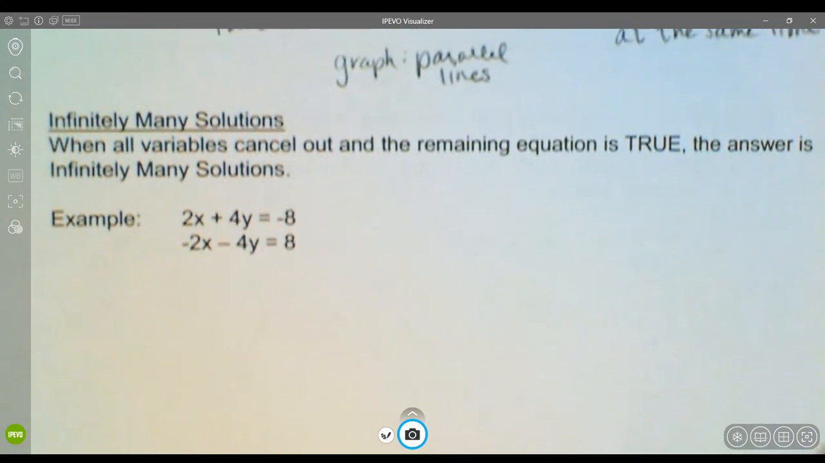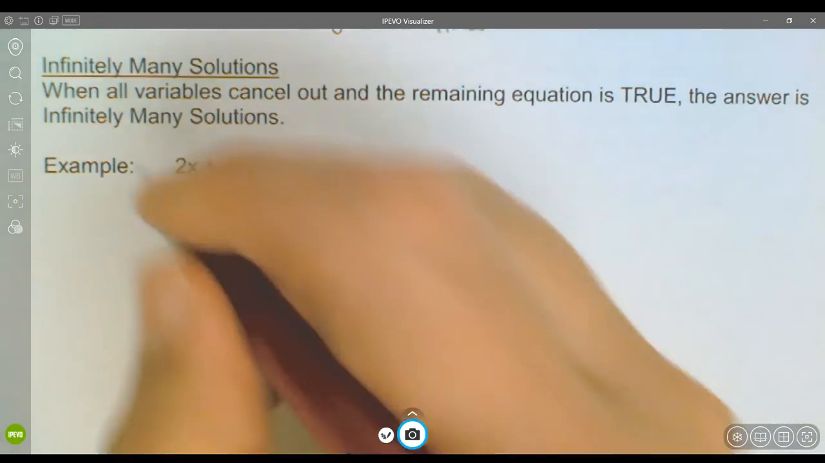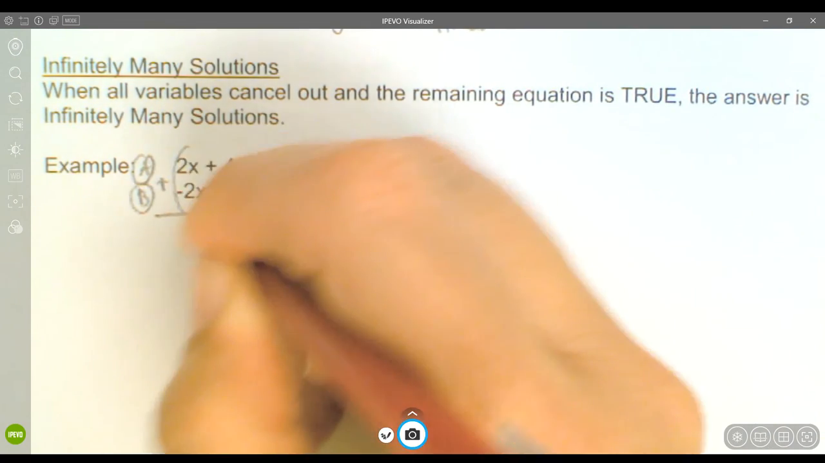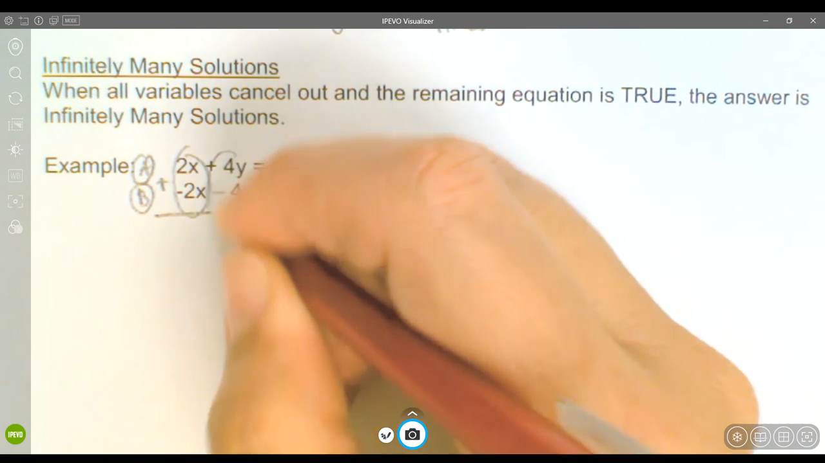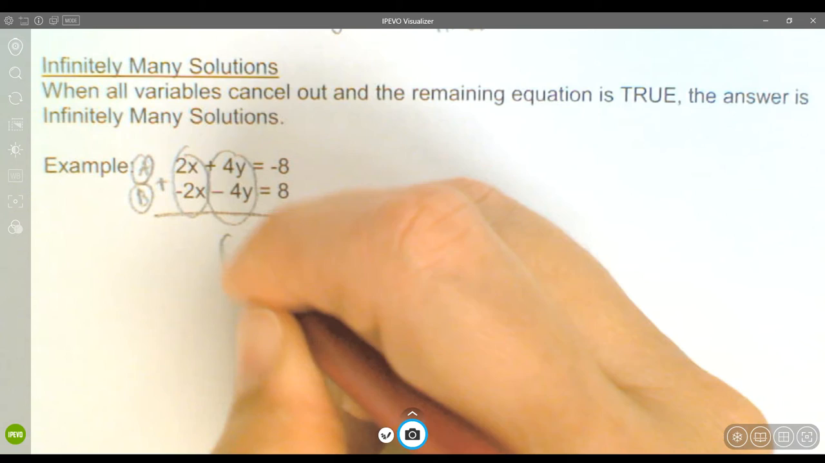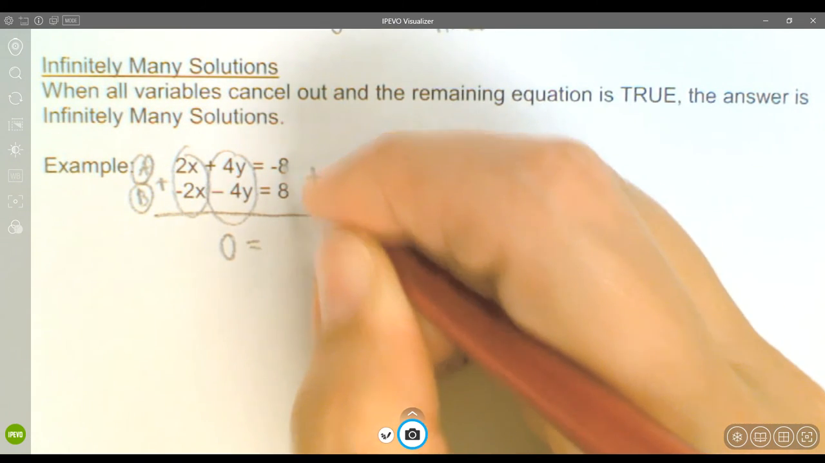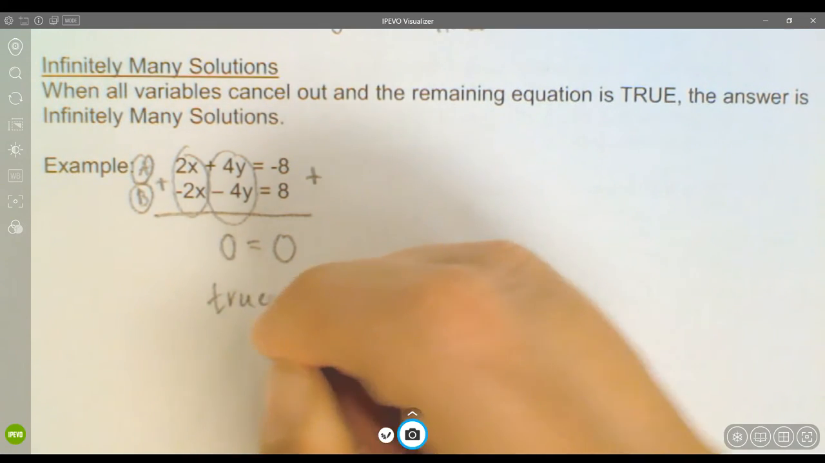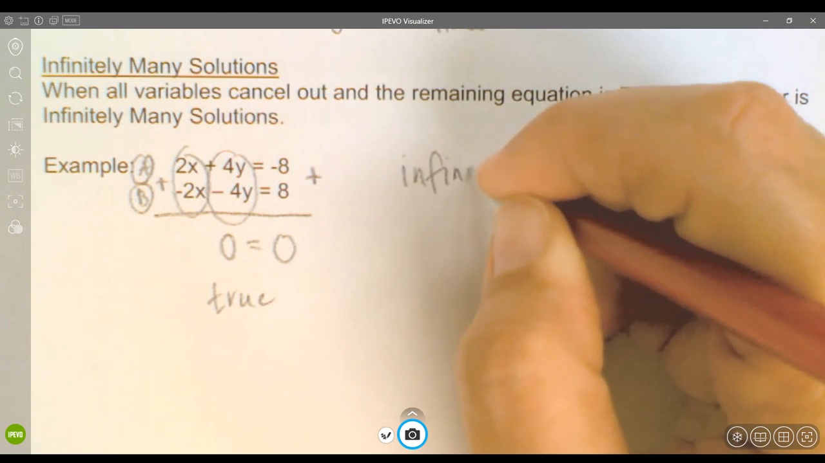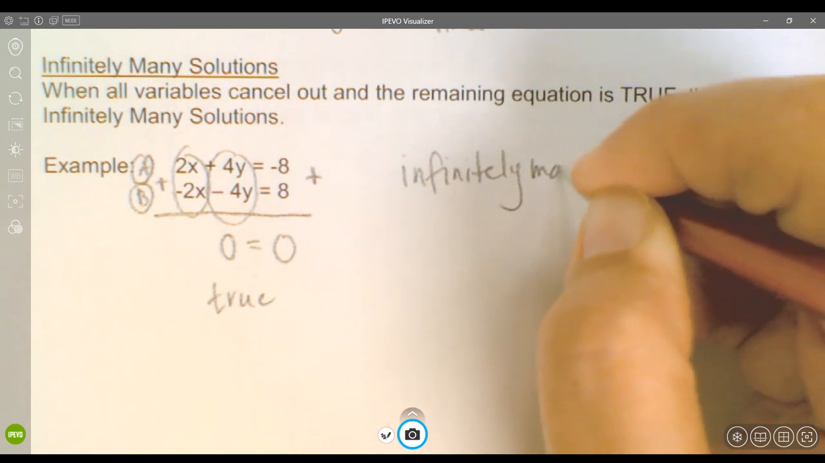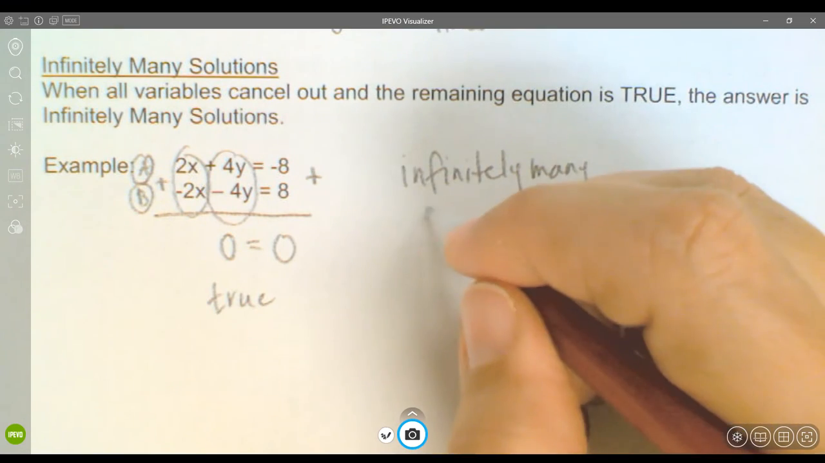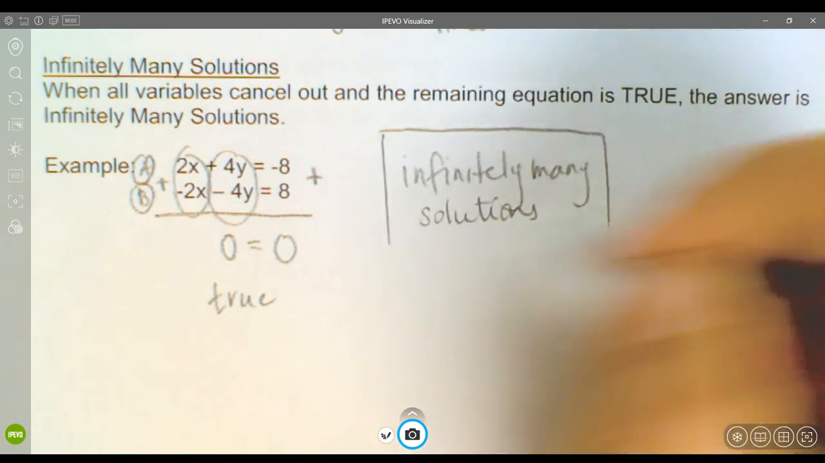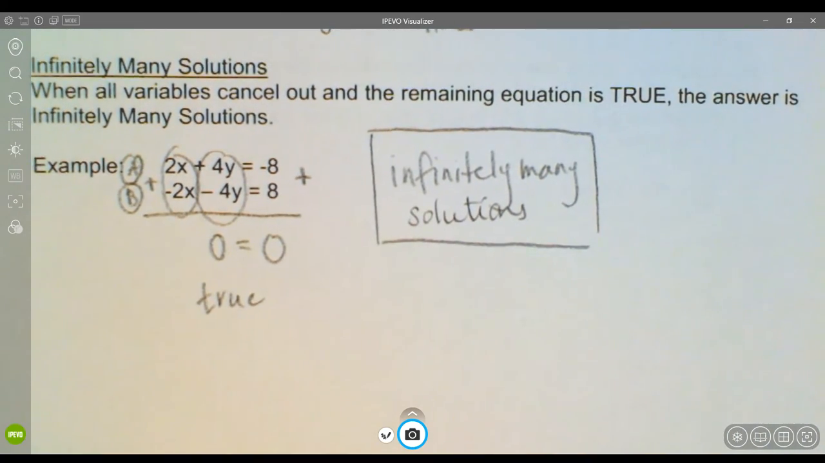Infinitely many solutions. That occurs when the variables zero out and we get a true statement. So when we add here, 2x plus negative 2x is 0. 4y plus negative 4y is 0. So we have 0 on the left side. But at the same time, negative 8 plus 8 equals 0. This is a true statement. So this has infinitely many solutions. Please note that infinitely does not have an A in it. I like to just abbreviate this IMS. That way we don't have to worry about any spelling errors.